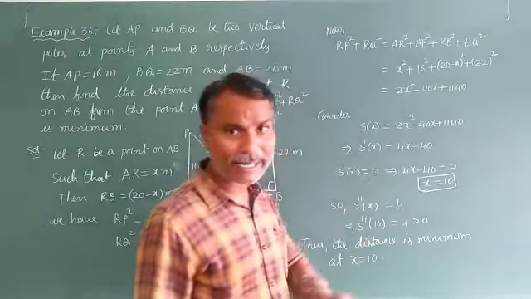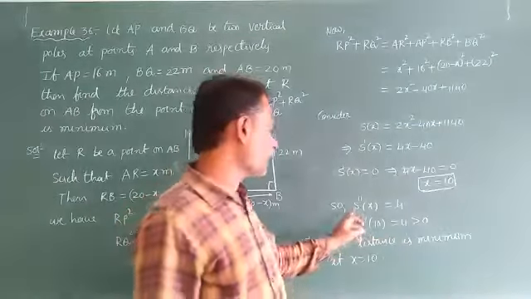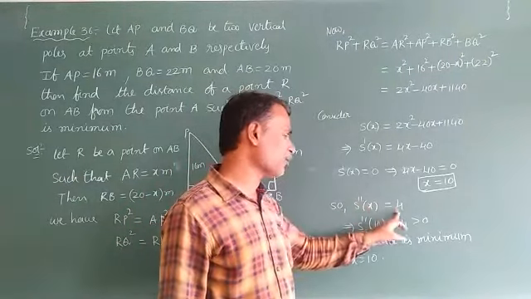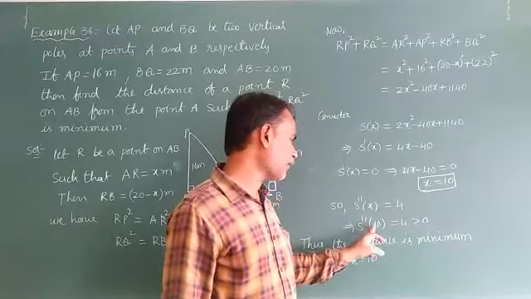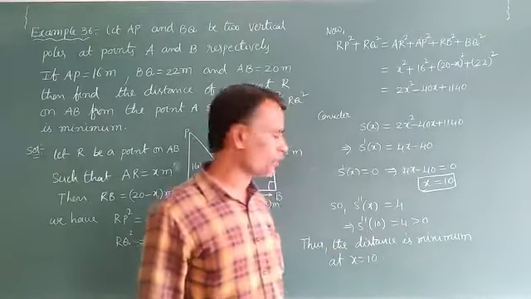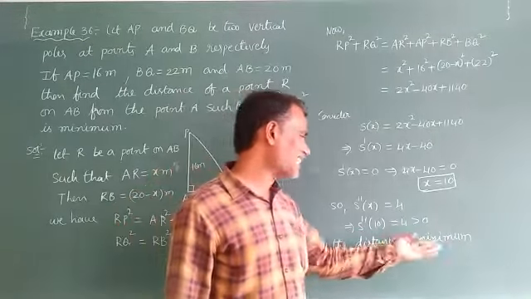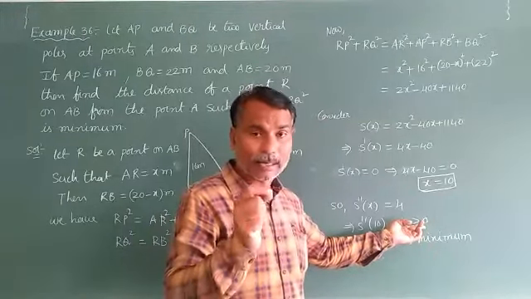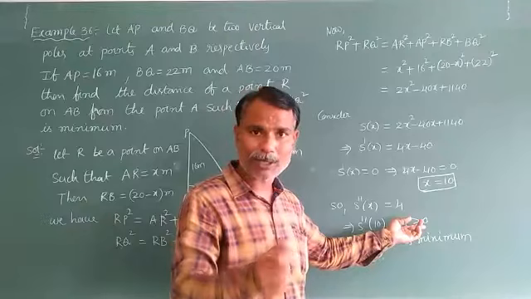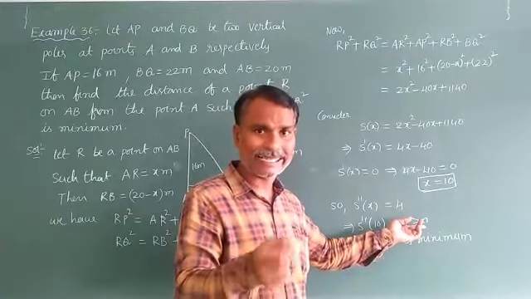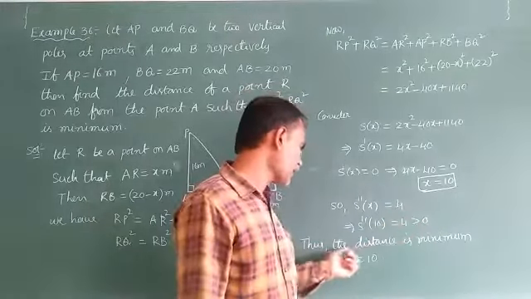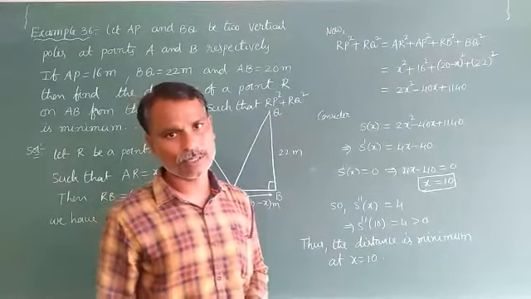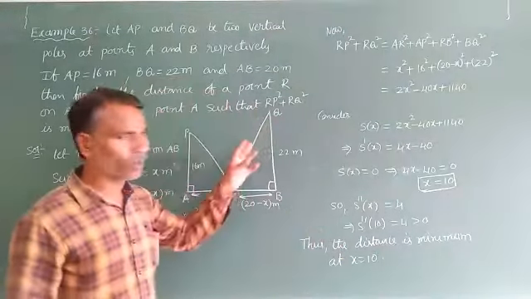After getting this, immediately we have to do the double derivative. S double dash of x equals 4. S double dash of 10 equals 4, which is greater than 0. Then the distance is minimum. In the double derivative test, if you get a positive value, it indicates a minimum value. So the distance is minimum at x equal to 10. Distance equals 10 meters. Okay guys, note down.